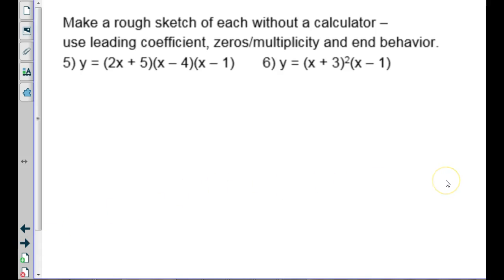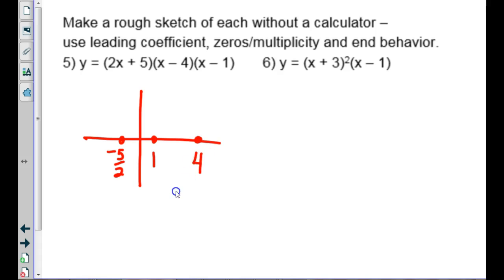All right. This one we're supposed to make a rough sketch without a calculator. This time it's factored so we can do the zeros. Okay. Where are the zeros? -5/2, 1, and 4. Okay?